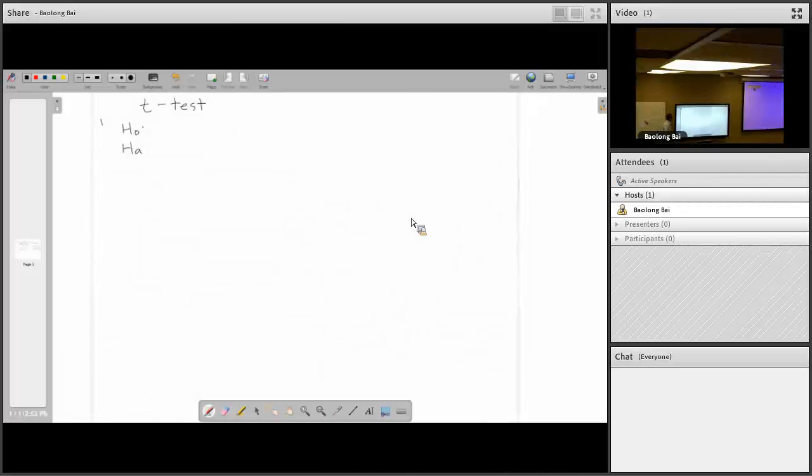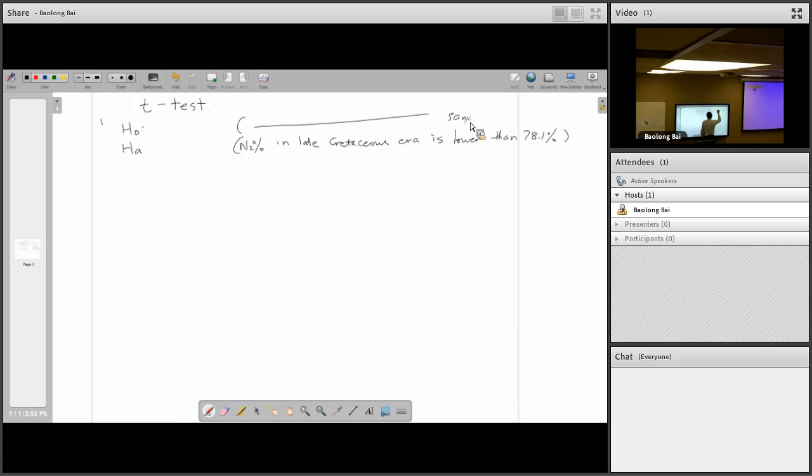So then let's put it in here. Our alternative hypothesis will be the nitrogen percentage in the late Cretaceous era is lower than current, and the current air is 78.1%. So this is our alternative hypothesis. The null hypothesis will be basically the same as 78.1%. Right? And we can write those sentences using symbols. So if we use mu to represent the average nitrogen percentage in the late Cretaceous era, then mu will be lower than 78.1. Right? And the null hypothesis will be mu is the same as 78.1. So the first step is done, stating hypothesis.